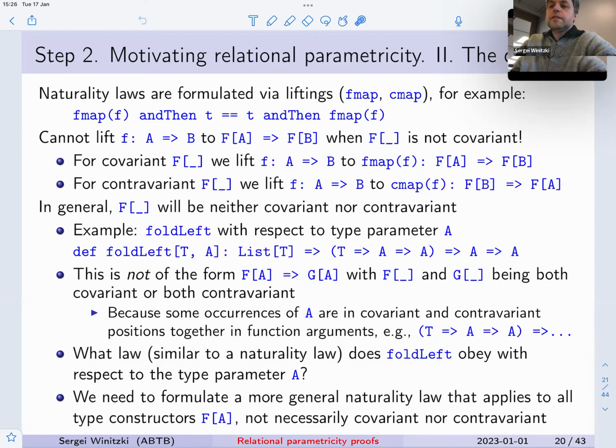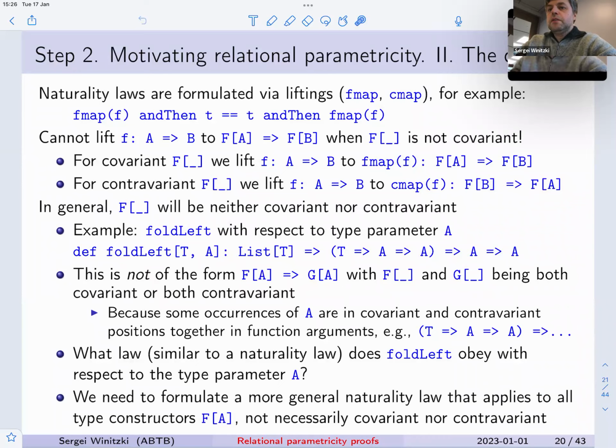What is the law that it satisfies? How do you even formulate the inductive assumption for the proof? So these are the main difficulties. And we will have to formulate a more general kind of naturality law.